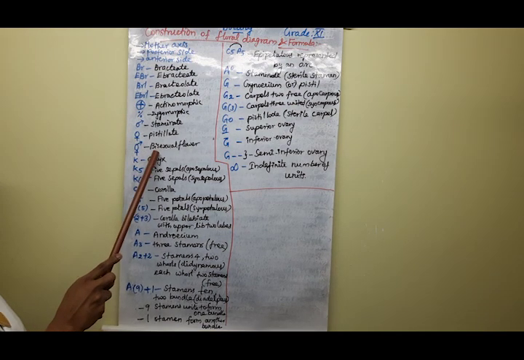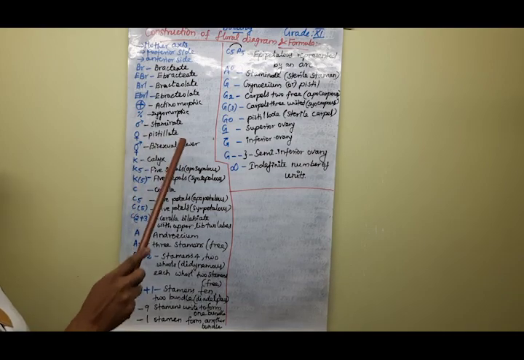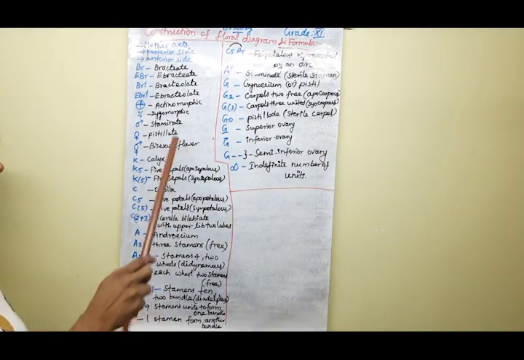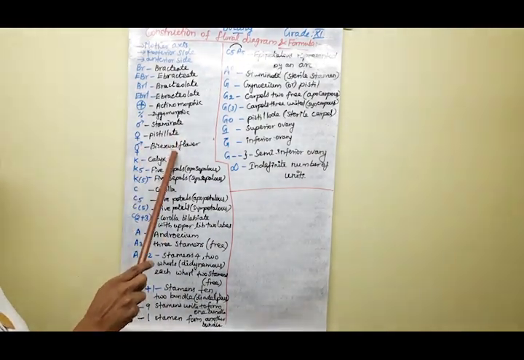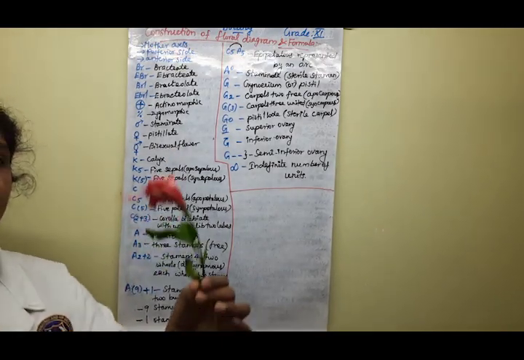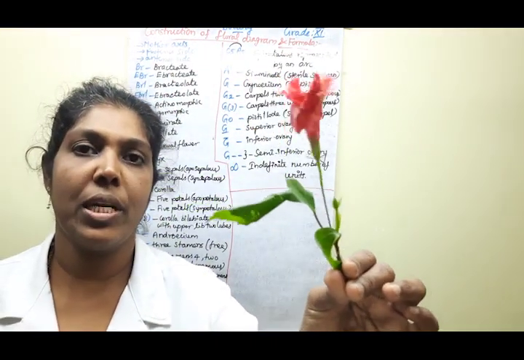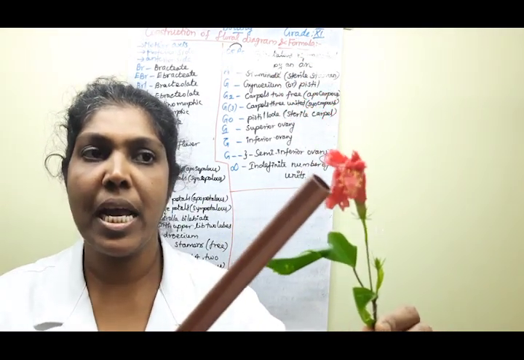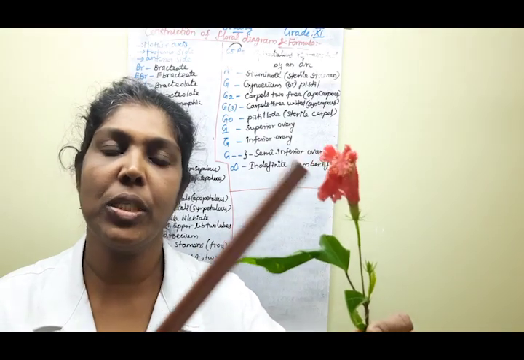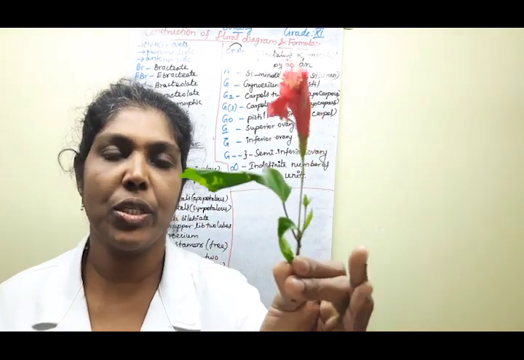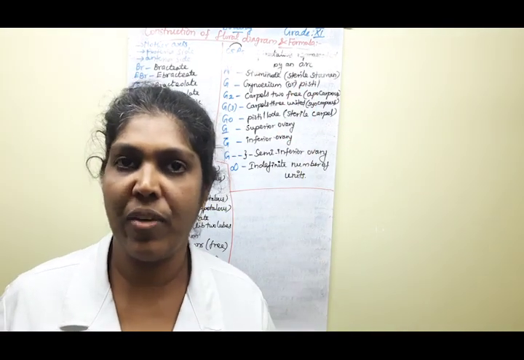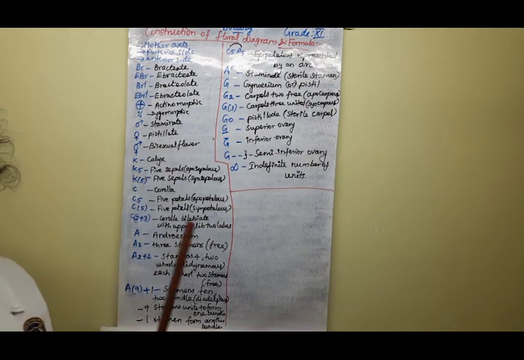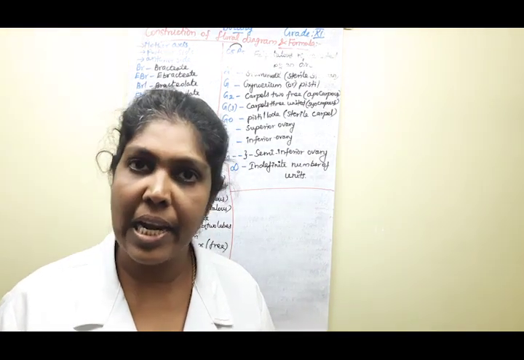Clear? Next one, a bisexual flower means the staminate and pistillate parts are both present together. This is one of the good conditions that comes under a bisexual flower. Here the gynoecium and androecium, the two sex organs, are present, children. So this is one good example of a bisexual flower. Clear, children? Yes.